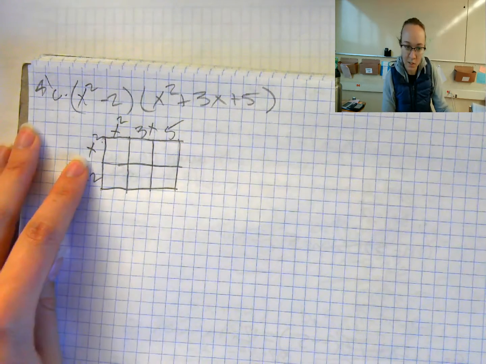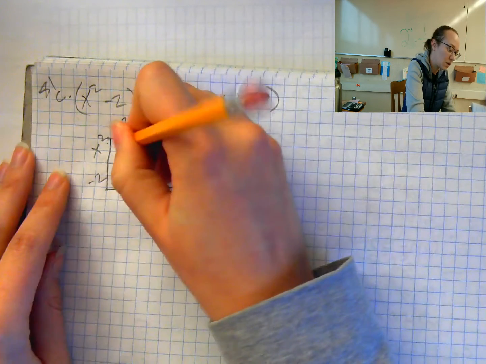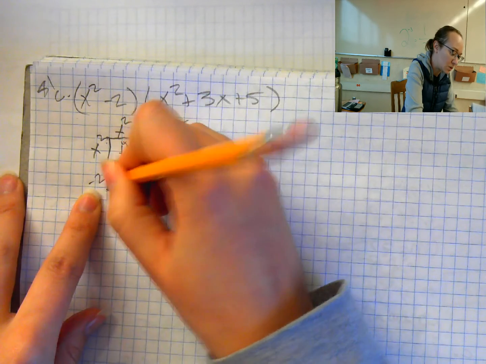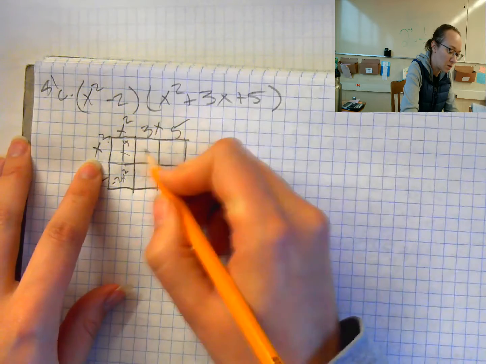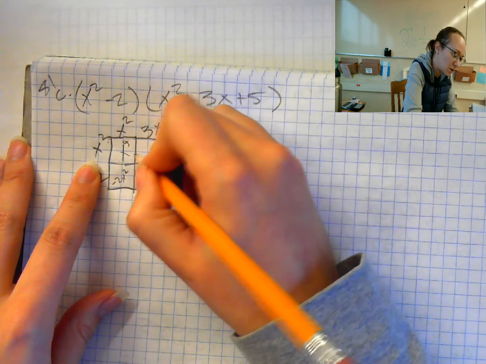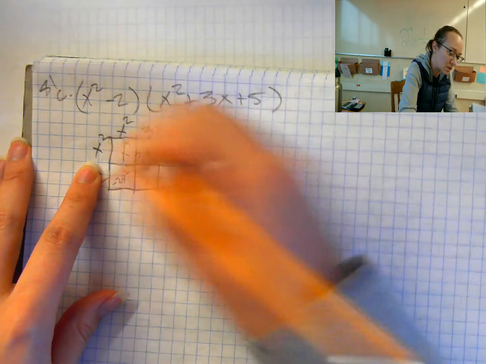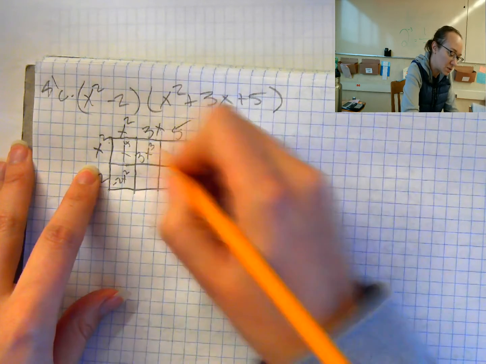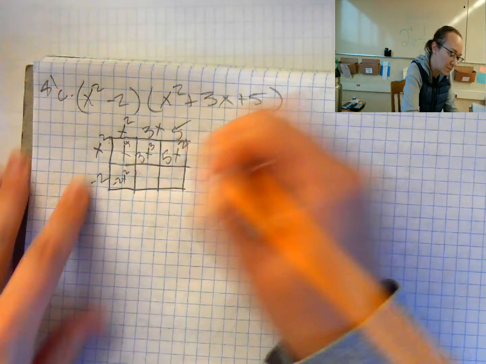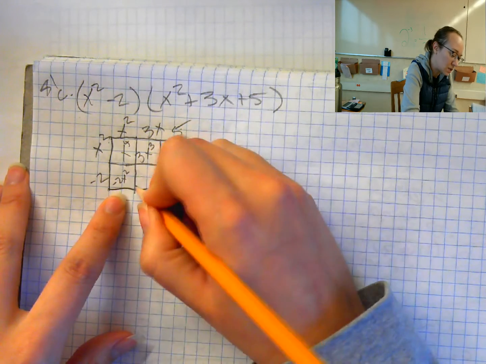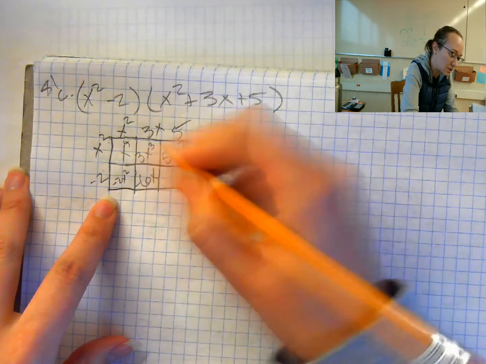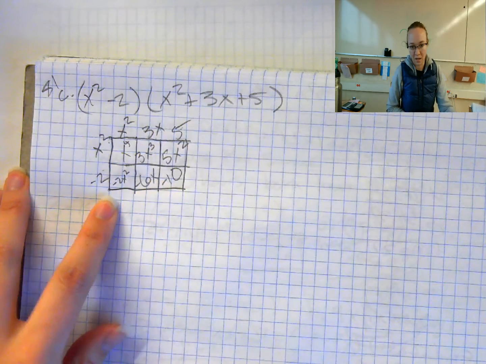So x squared times x squared, that is x to the 4th. Negative 2 times x squared is negative 2x squared. X squared times 3x would be 3x cubed, because x times x squared is x cubed. And 5 times x squared, 5x squared. 3x times negative 2 is negative 6x, and 5 times negative 2 is negative 10.